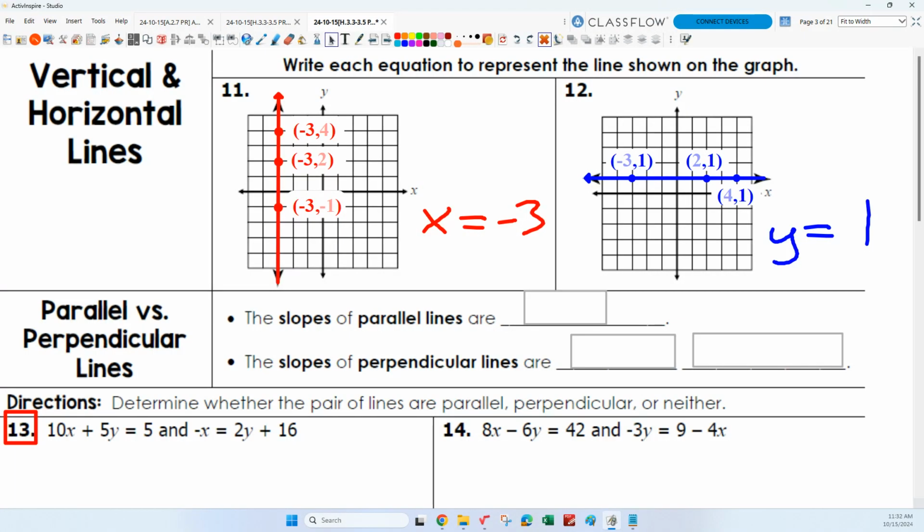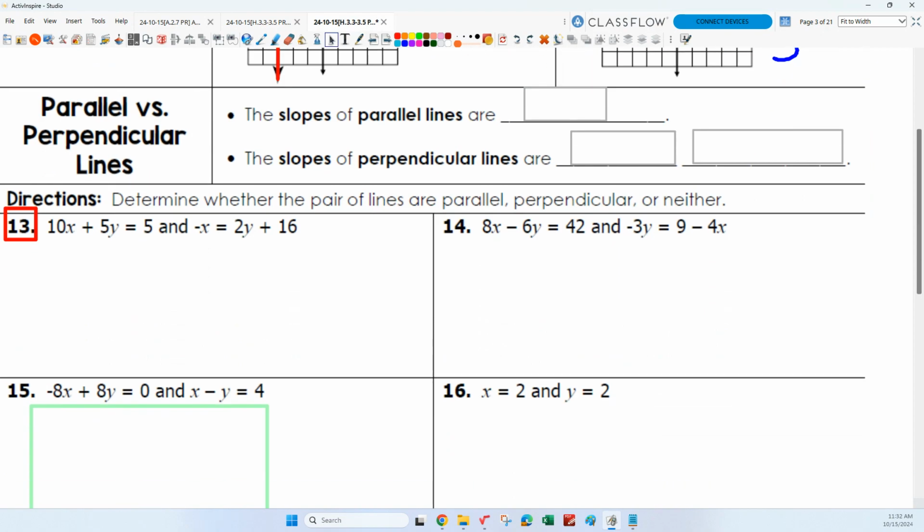Okay. All right, how about parallel versus perpendicular? See what you remember about this. Parallel is easy. We'll warm up with parallel. If 2 lines are parallel, how are their slopes related?